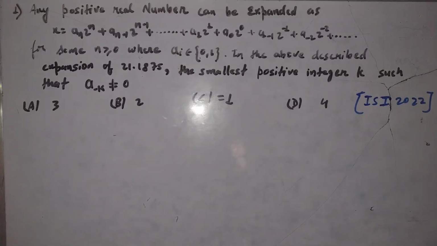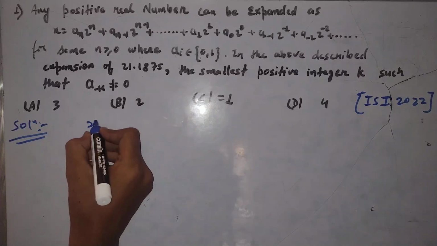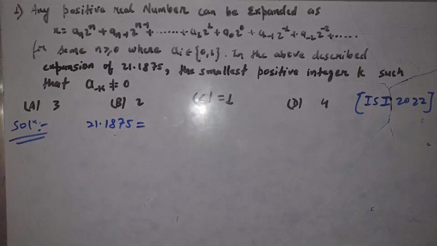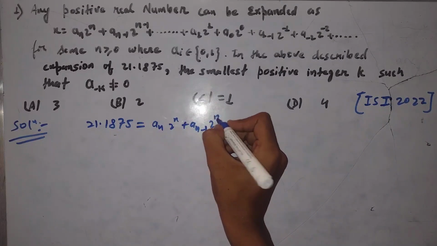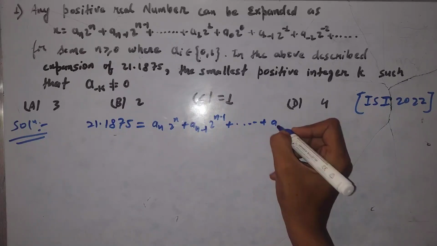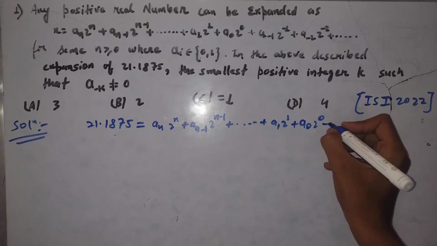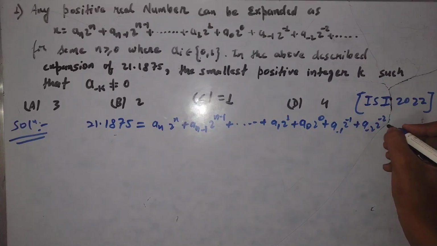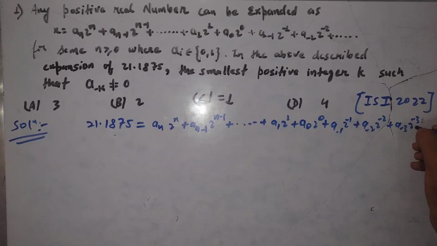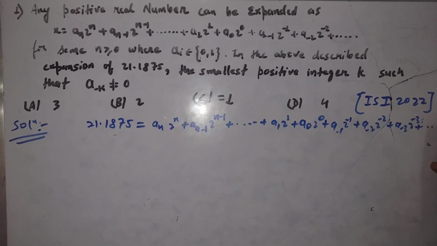So let's solve it. This is a problem of ISI. We know that 21.1875 will also be expanded as a_n times 2 to the power n plus a_(n-1) times 2 to the power n minus 1, all the way up to a_1 times 2 to the power 1 plus a_0 times 2 to the power 0 plus a_(-1) times 2 to the power minus 1 plus a_(-2) times 2 to the power minus 2 plus a_(-3) times 2 to the power minus 3, all the way up to minus infinity. Now 21.1875 is expanded in this form.